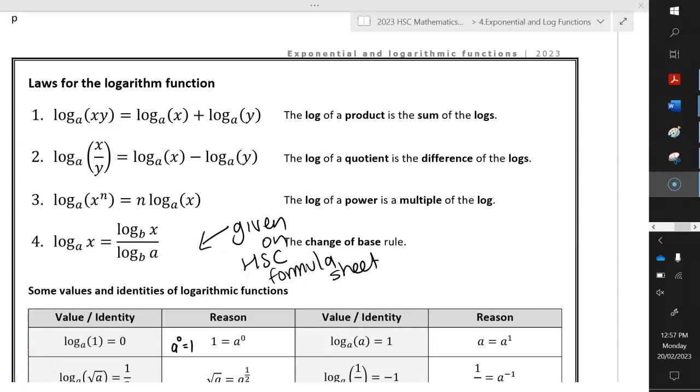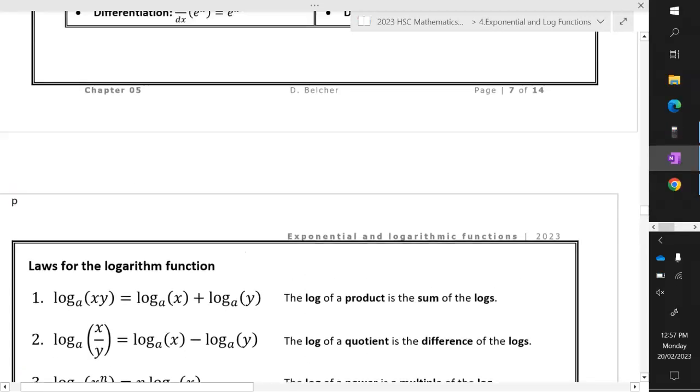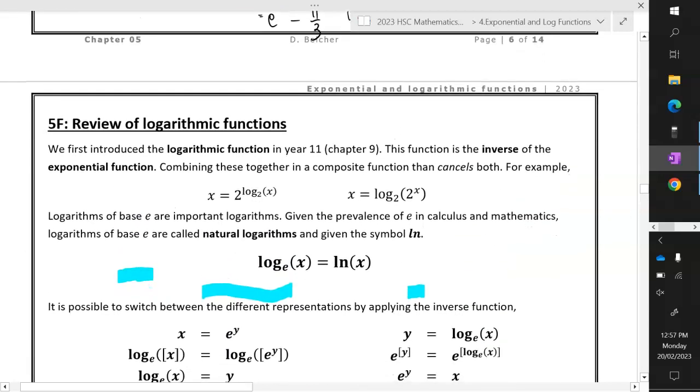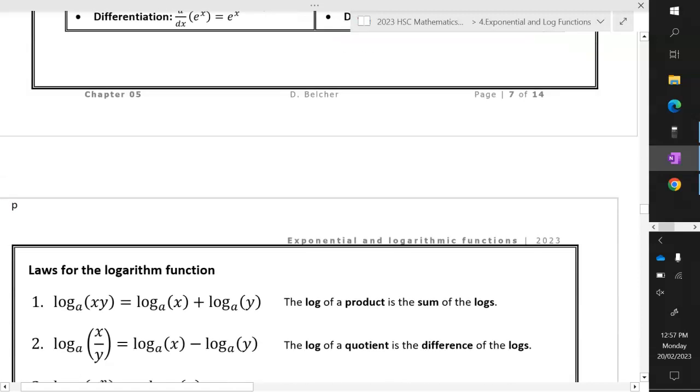Hi Year 12, we're still looking at logarithms. This video is going to flow on directly from the last one. I'll just move up to the top, which was review of log functions. I've just done it as two videos because it just worked out a little bit better that way.